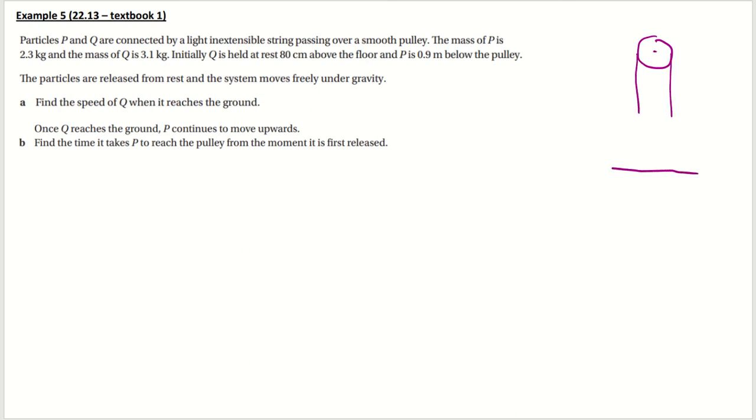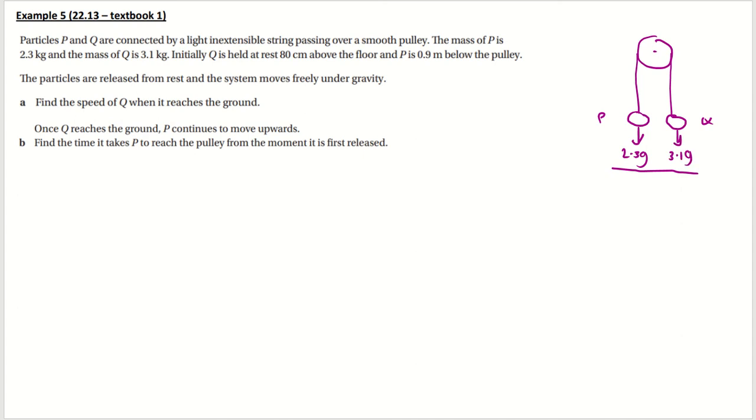And it tells you here, if you read it, the mass of P is 2.3 kilograms. I could put that in there, but I'm just going to put the weight instead as 2.3 G, not grams, but force of gravity. And that's P. And then it says the mass of Q, 3.1. So again, the mass would be 3.1 kilograms, but the weight is 3.1 G.